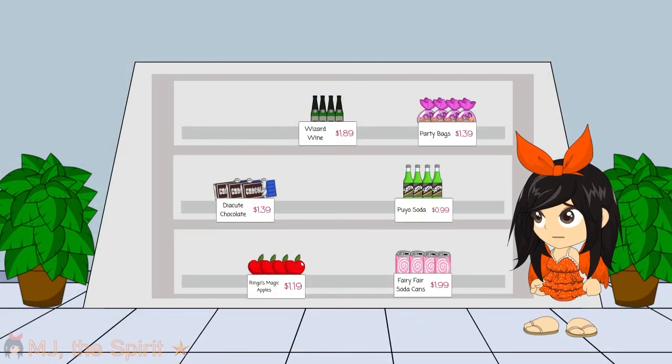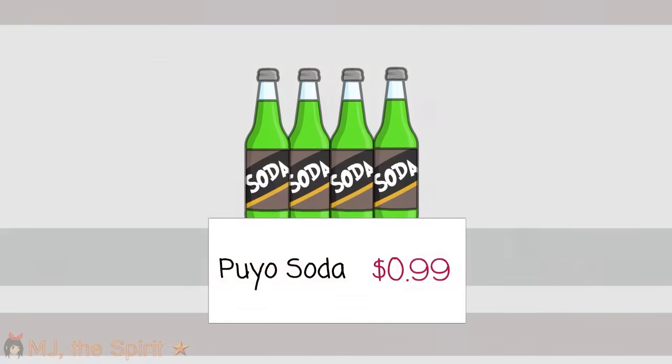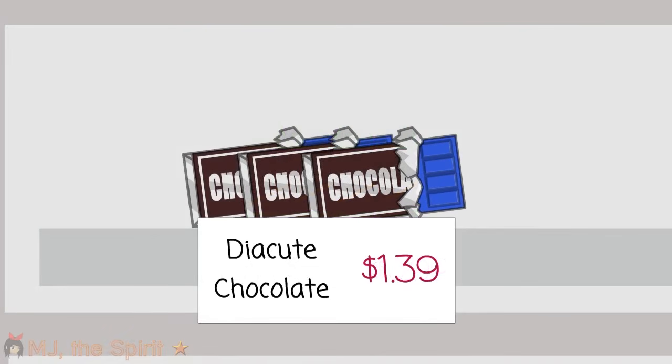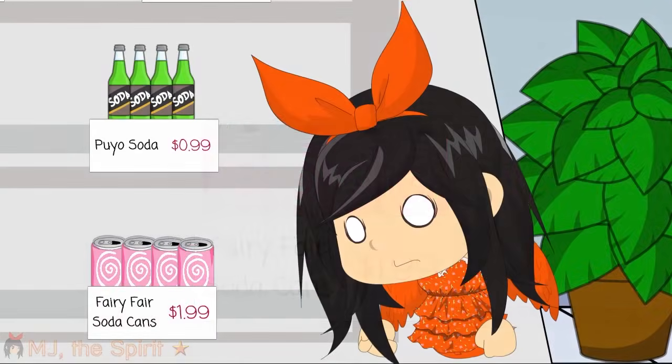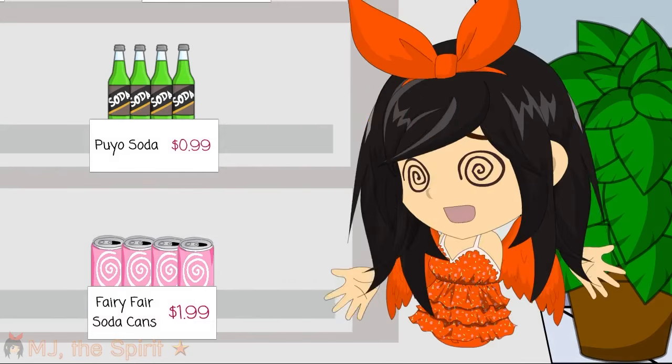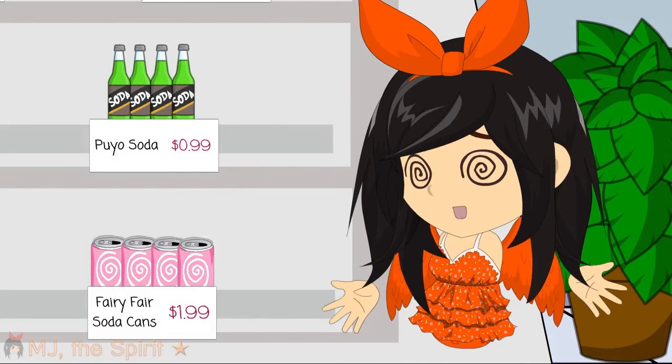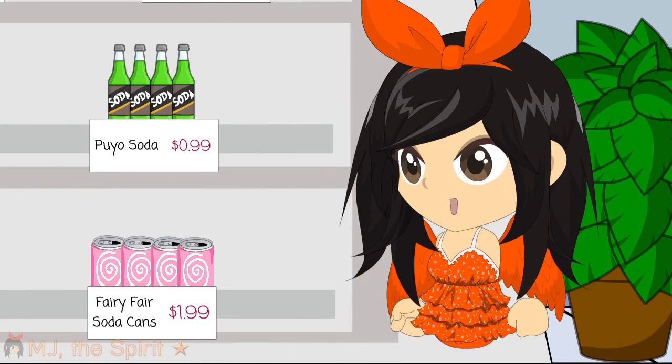Huh. Well, this looks like a good selection of choices. There's some Puyo soda, colored like the green one, some chocolate that I think makes your next magic attack stronger, and... Wait, what's this? Very fair soda? For $1.99 a can. Either inflation's got to this magical shop or this soda tastes like this dimension's equivalent of heaven.